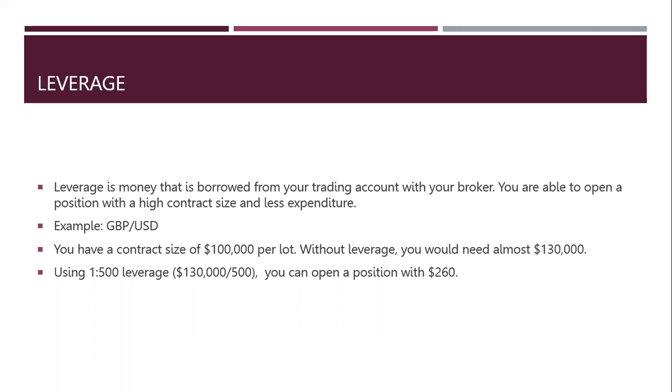So, for example, for the Great Britain pound USD, you have a contract size of $100,000 per lot. Without leverage, you would need almost $130,000. Using a leverage of 1 to 500, you're taking the 130,000 divided by the 500, and you can open a position for just a small amount of $260. Okay.